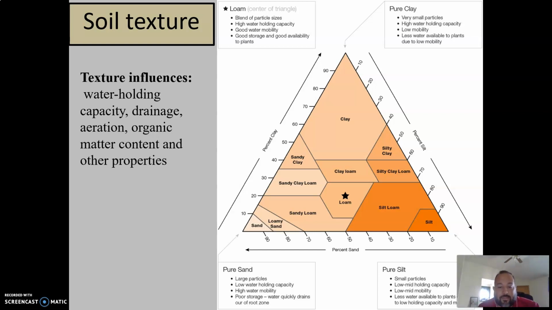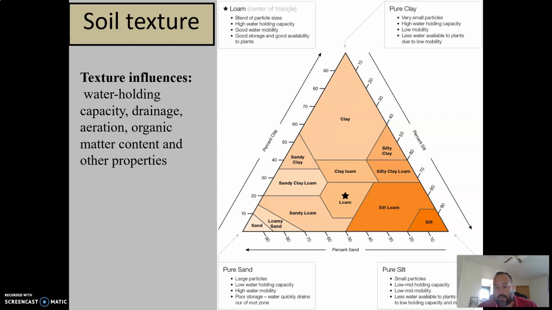But that means that it's got very poor storage of water, because the water quickly drains out of the root zone. The roots are only going to be in the top 6 to 8 inches. And so because of that, the water drains right through that quickly. So pure clay is not great for plants, but really good at holding water. Pure sand is not good at holding water, but is really great at getting water to things quickly.